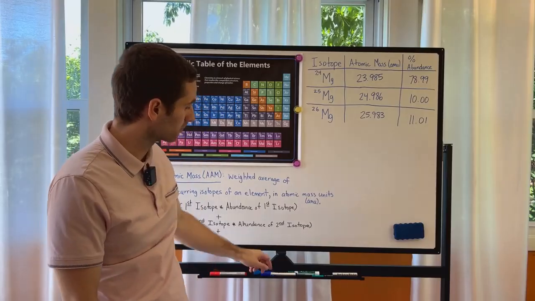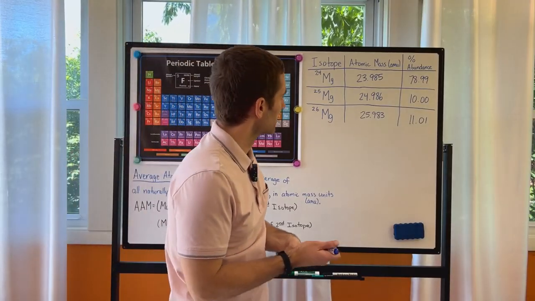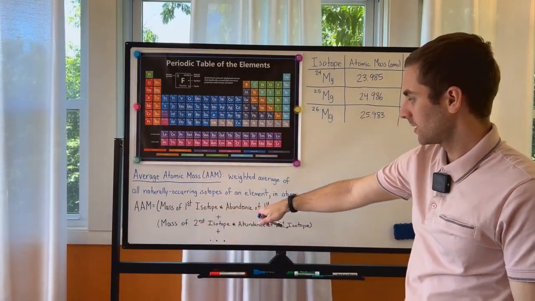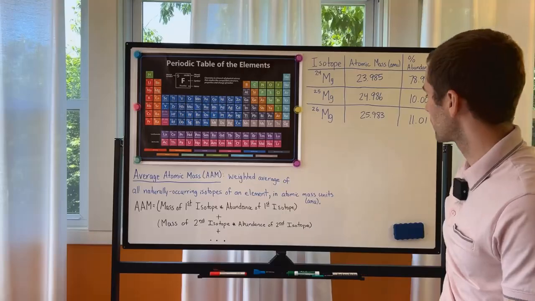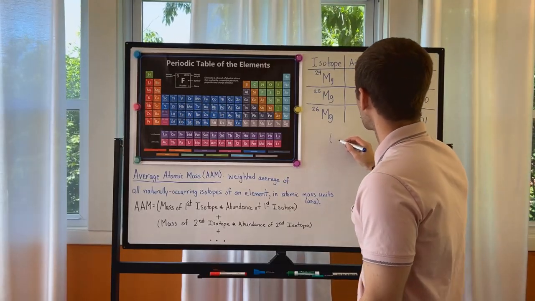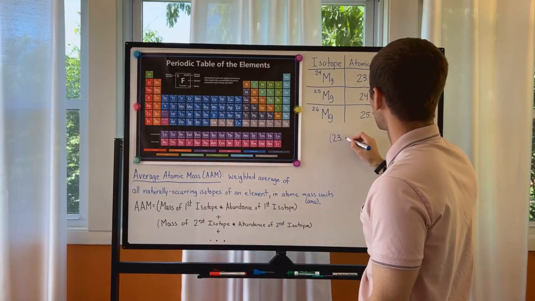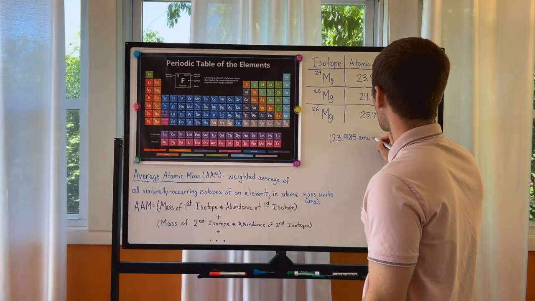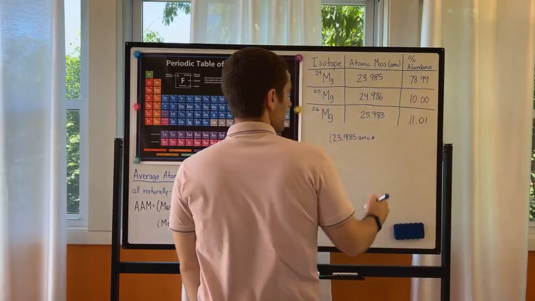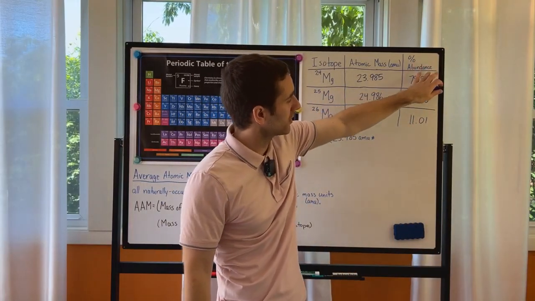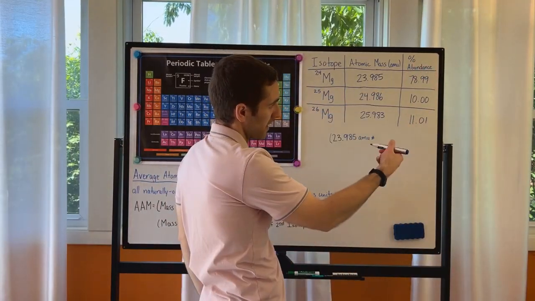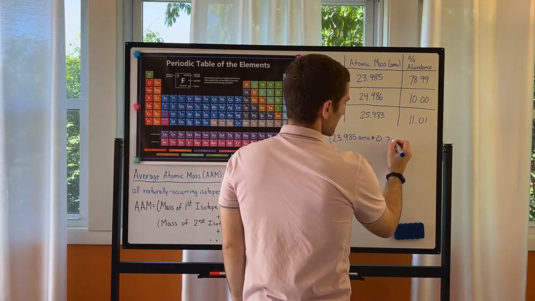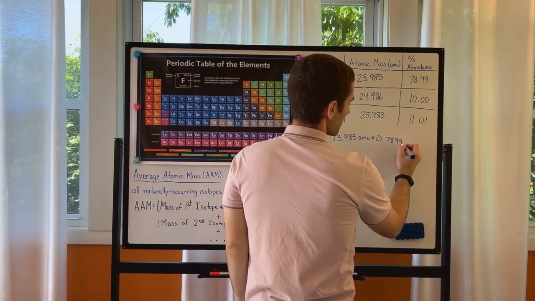So what we're going to do is take each isotope and multiply the mass of that isotope by its abundance. So for magnesium, starting with the first one, we've got 23.985 AMU times its abundance. Now these are given as percentages, so I'm going to convert that to a decimal. So just divide by 100 or move the decimal 2 places to the left. So that's 0.7899.